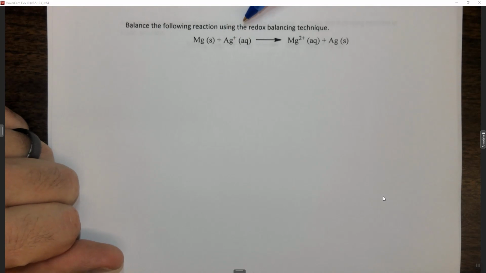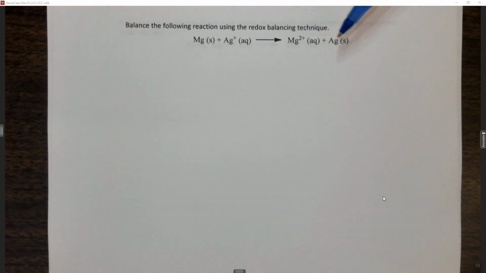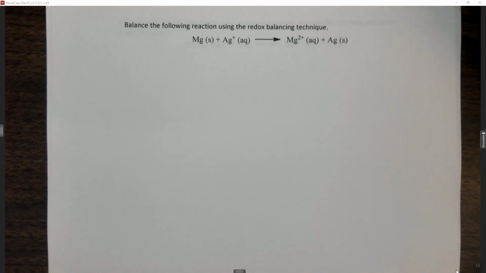Right, it says balance the following reaction using the redox balancing techniques, which is basically a six-step process to balance these reactions. But in this case, you don't have any oxygen, so this is a good place to start. If you haven't already watched the previous two questions, please do that before you go on.